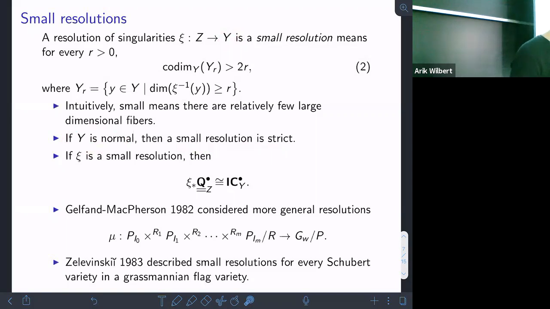Another thing that a small resolution gives you is a handle on the intersection cohomology. So you push forward the constant sheaf and you get intersection cohomology on Y. So this would allow you to compute really explicitly Kazhdan-Lusztig polynomials if you have a small resolution of a Schubert variety. And explicitly, what you'd have to do here is calculate singular cohomology of the fibers.